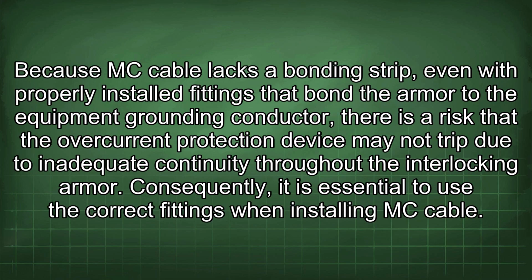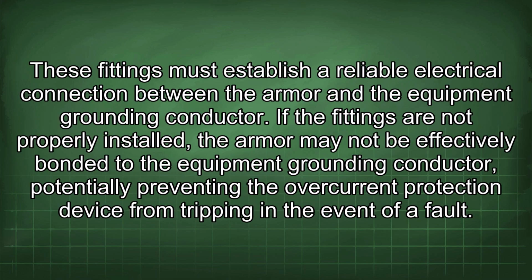Because MC cable lacks a bonding strip, even with properly installed fittings that bond the armor to the equipment grounding conductor, there is a risk that the overcurrent protection device may not trip due to inadequate continuity throughout the interlocking armor. Consequently, it is essential to use the correct fittings when installing MC cable. These fittings must establish a reliable electrical connection between the armor and the equipment grounding conductor. If the fittings are not properly installed, the armor may not be effectively bonded to the equipment grounding conductor, potentially preventing the overcurrent protection device from tripping in the event of a fault.